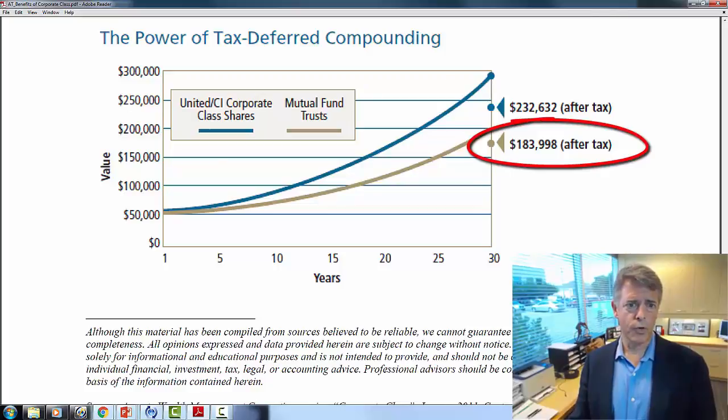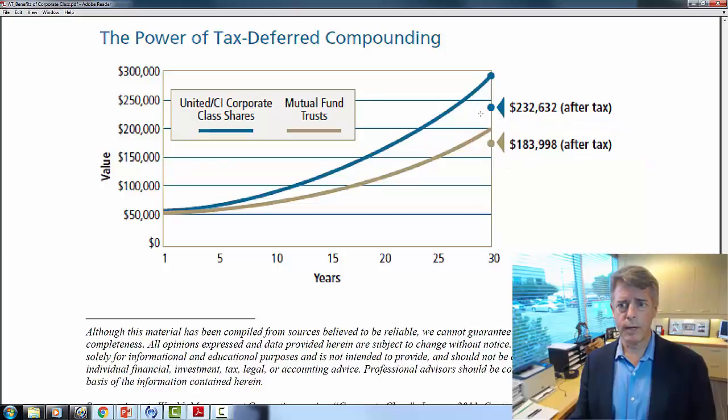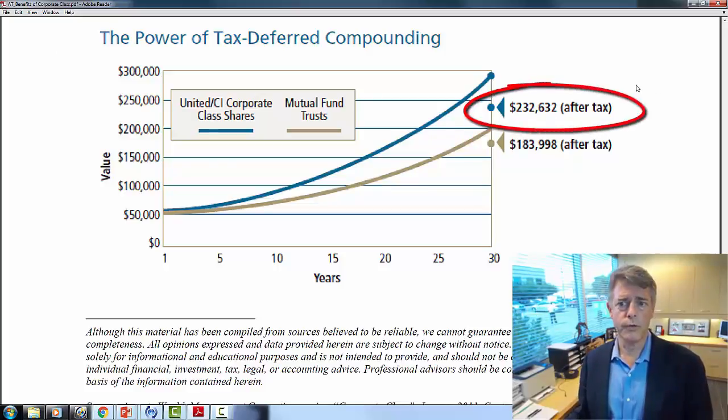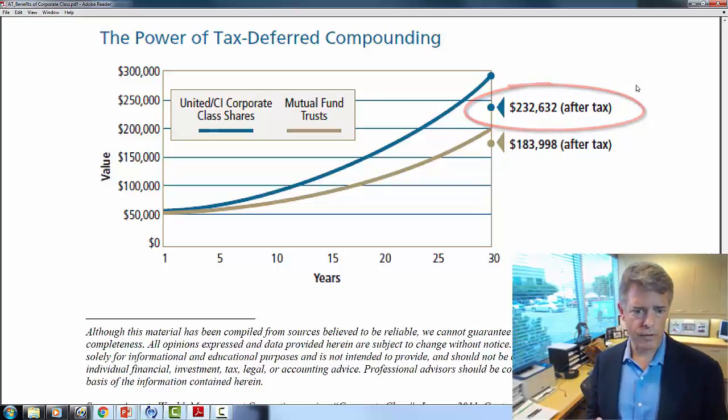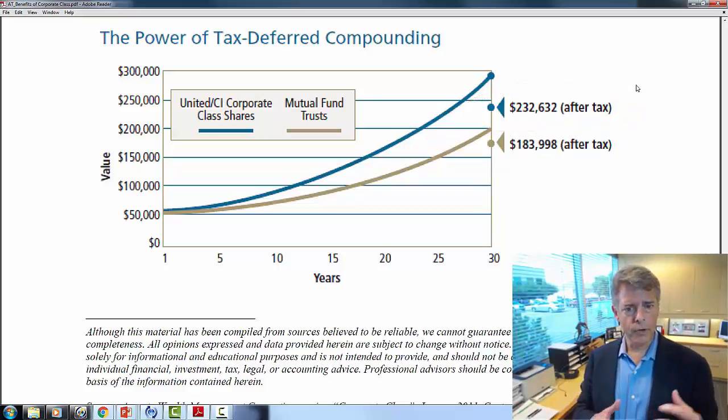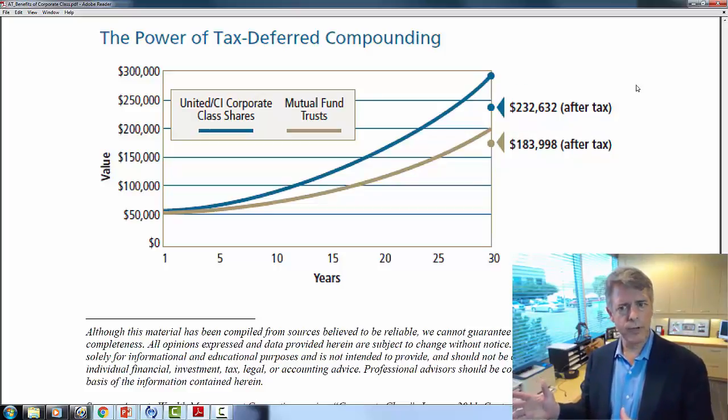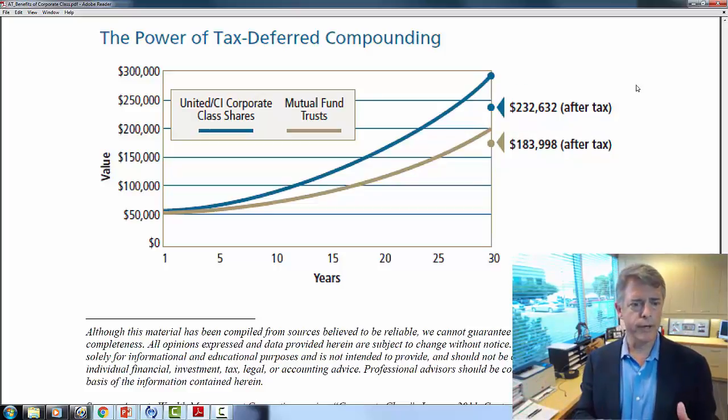And then if we look at the corporate class structure, same $50,000 invested, when we get down to the end of the 30-year period, that portfolio is $232,632, a significant difference in after-tax value. So, the longer the time frame the structure is in place, the more beneficial, but there are year-by-year benefits that the corporate class structure can provide.